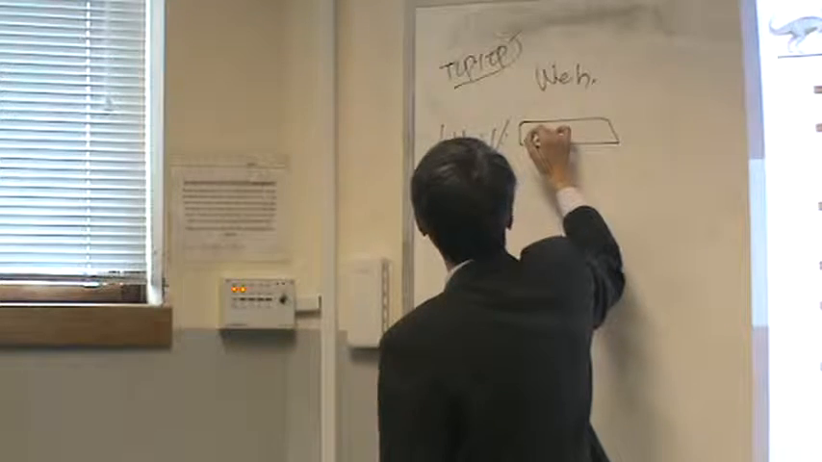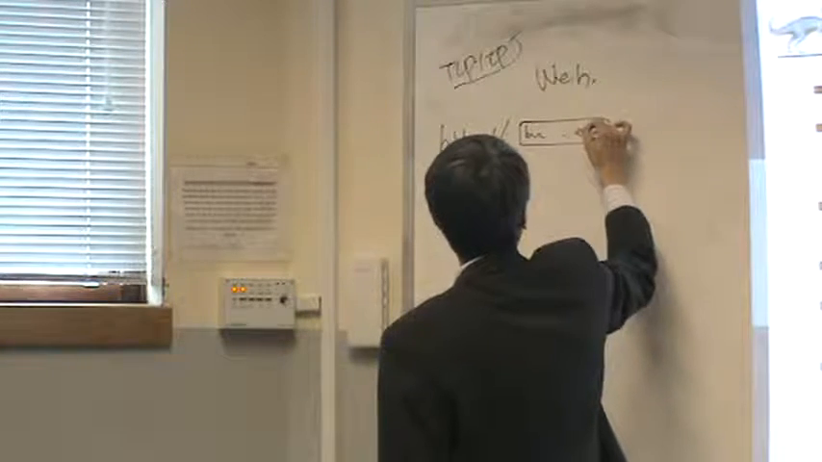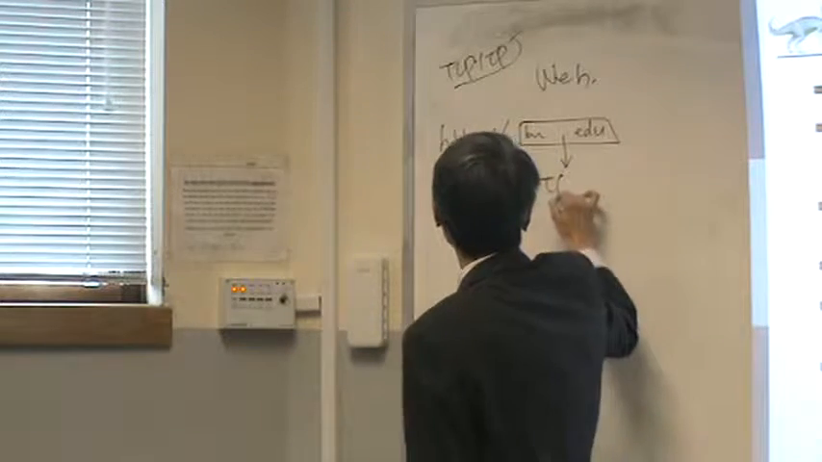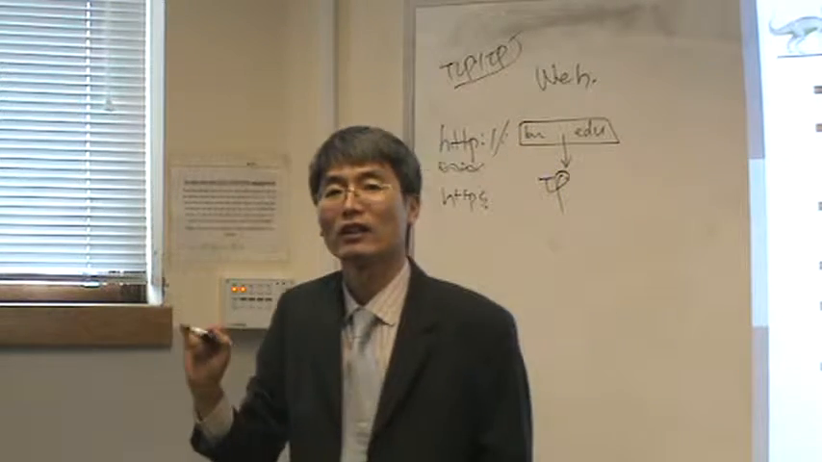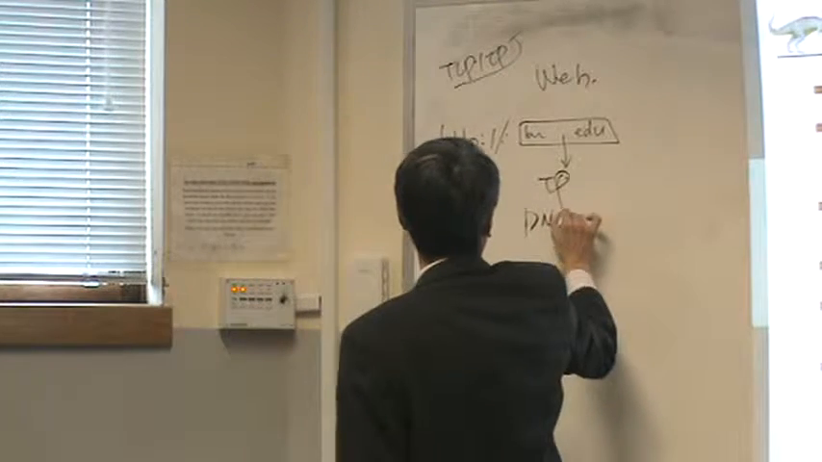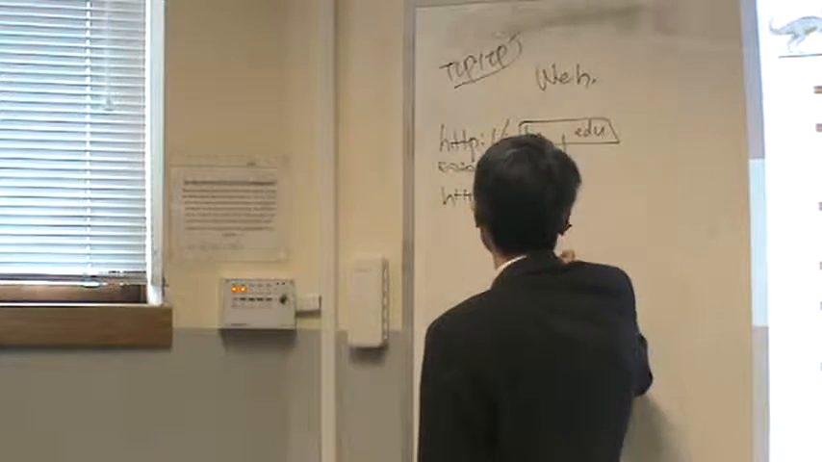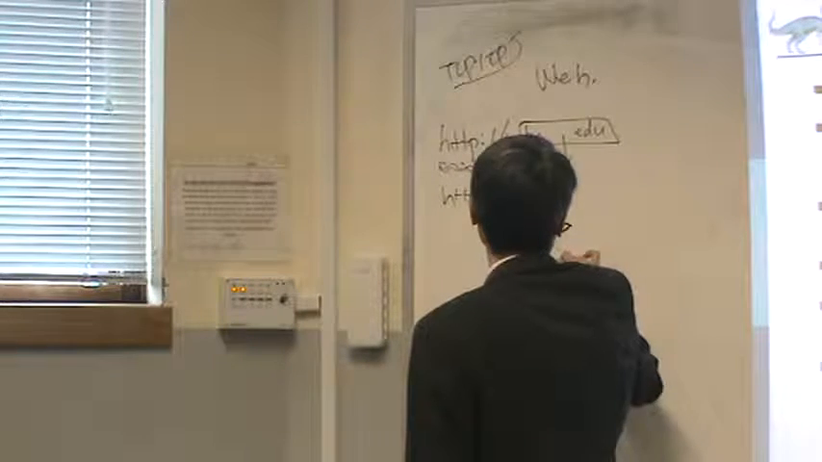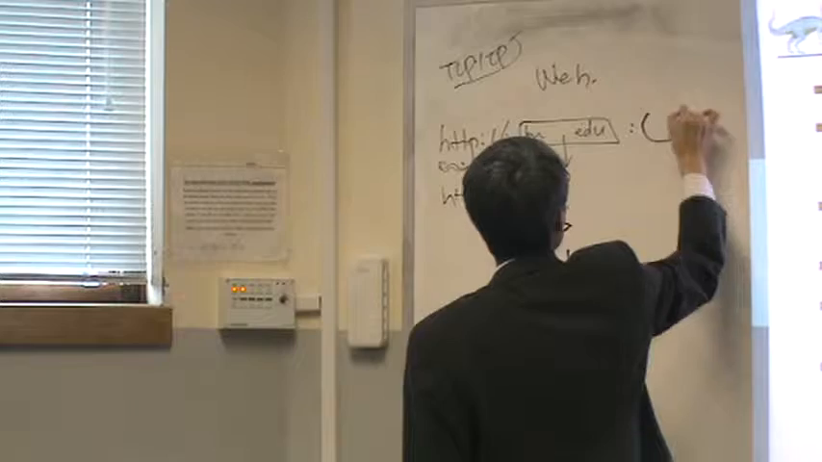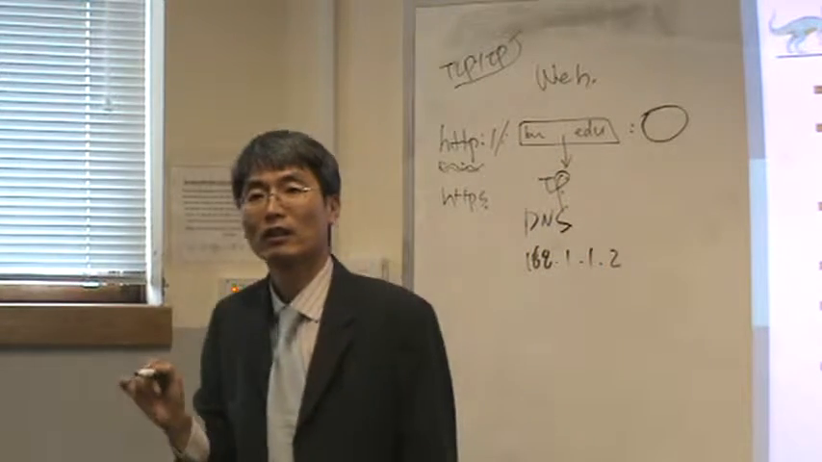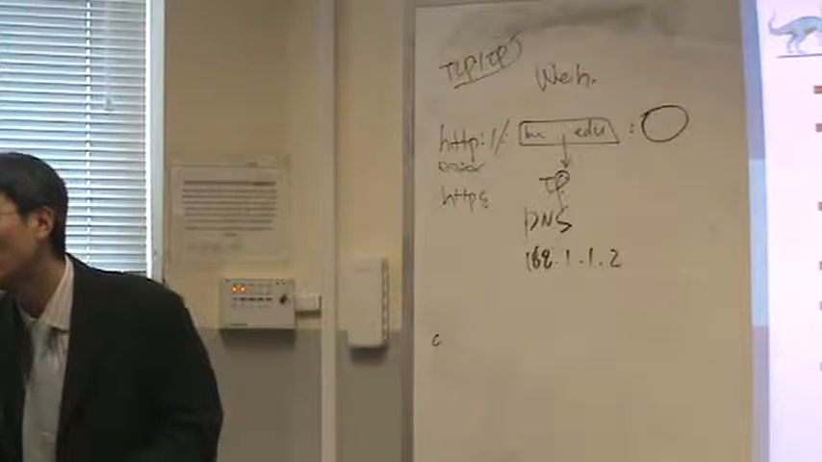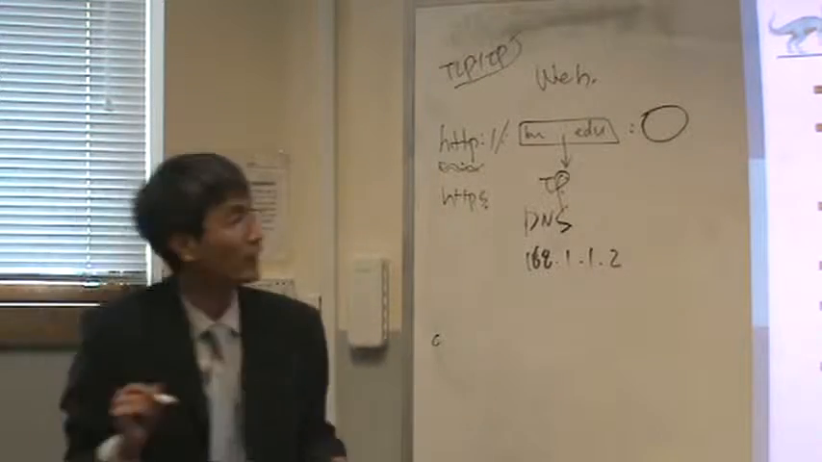Actually, bridgeport.edu will be converted to an IP address. By what? Yes, the domain name server, so IP address, 168.1.1.2, something like that. And actually it has another number. It's a port number. HTTP usually uses 80.